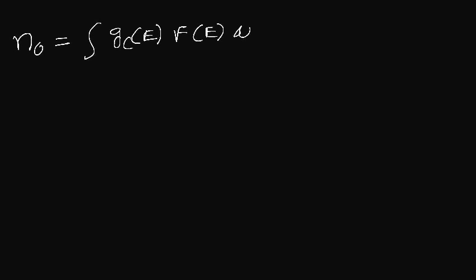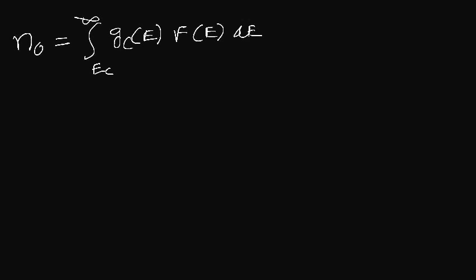In the previous video, we discussed the concentration of electrons in thermal equilibrium, that is N0, and we derived it from the density of states in the conduction band multiplied with the Fermi-Dirac distribution function, which gives you the probability of distribution of electrons in the energy range EC to infinity.